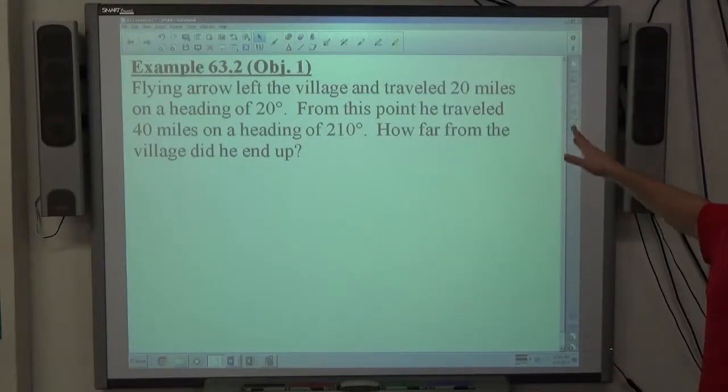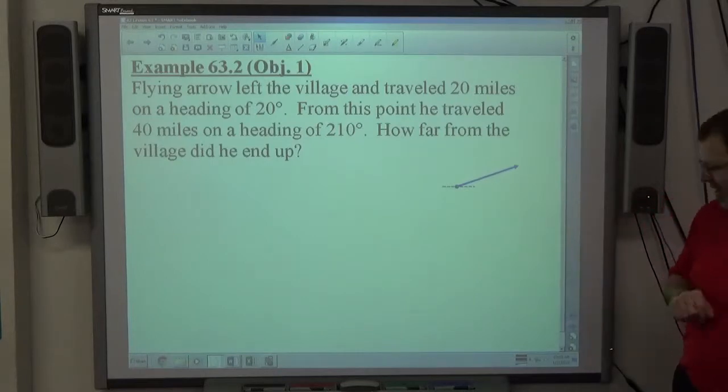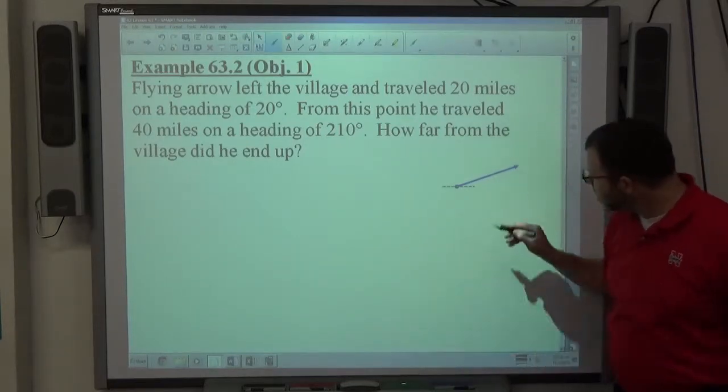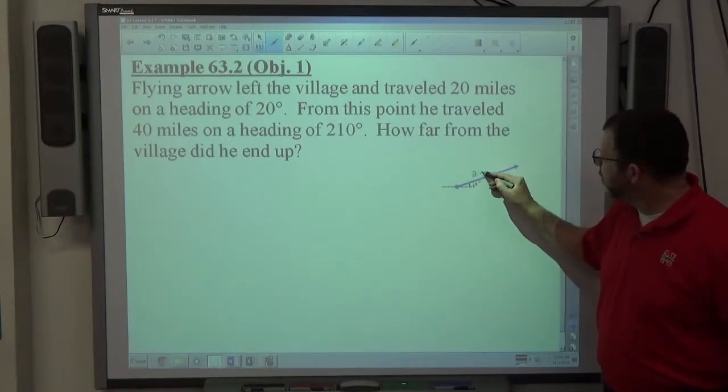Okay, example 2, same type of problem, but it's a word problem. We got Flying Arrow leaving the village and traveling 20 miles in a heading of 20 degrees. So let's take a look at Flying Arrow. Here's the village here. A heading of 20 degrees, and he went 20 miles.